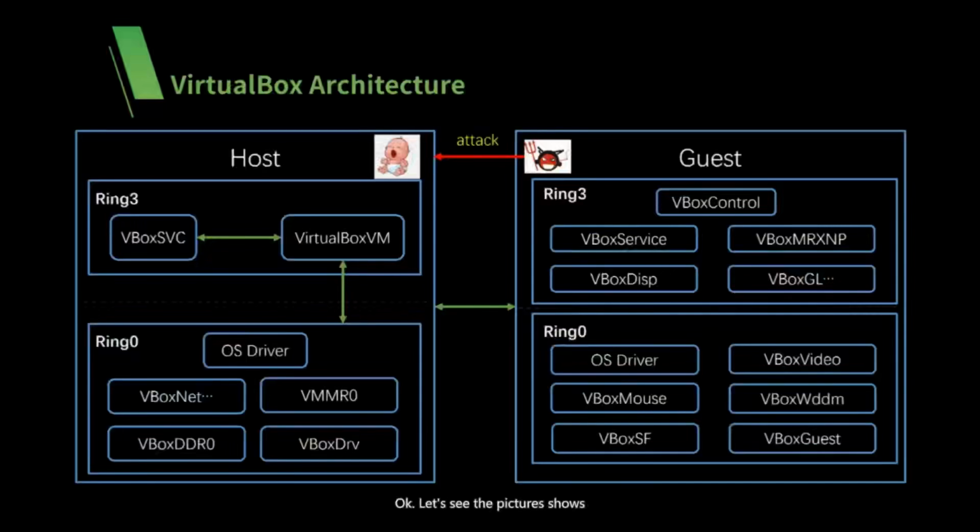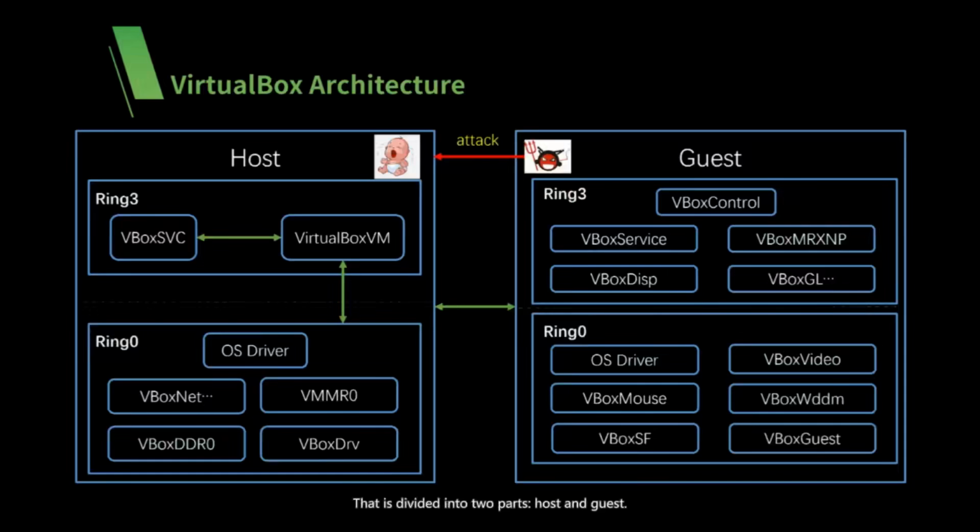Part 1. VirtualBox Overview. Let's look at the architecture of VirtualBox. Okay, let's see what the picture shows. This is a very common virtual machine architecture, and other virtualization systems such as VMware and Hyper-V also have a similar architecture.